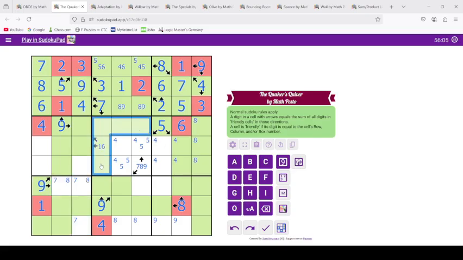Five is one of those 2 cells. So it could be either. If that's a 5, that's a 6, that's a 5. Which makes that a 7. That'd be a 9. If that's a 5, otherwise, and that's a 7.